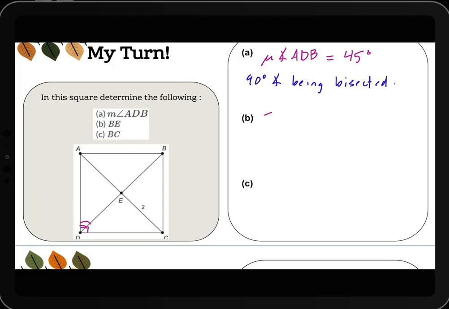So for the length of BE, BE is going to represent this length right here. This is a 90-degree angle. All of these diagonals are congruent, so since that length is 2, that means that that length is also 2. That's because diagonals are congruent.